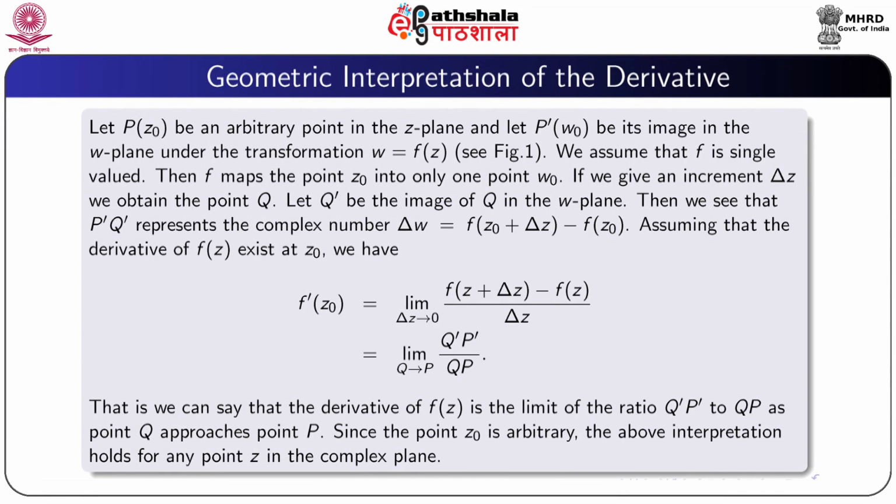Now, we go to our slide. We now discuss geometric interpretation of the derivative of a complex valued function. Let P be an arbitrary point in the z plane having coordinate z0, and let P dash be its image in the w plane, whose coordinate is w0 under the transformation w = f(z). For this, see the next figure. We assume that f is a single valued function. Then f maps the point z0 into only one point w0. If we give an increment del z, we obtain the point Q, and let Q dash be the image of Q in the w plane.